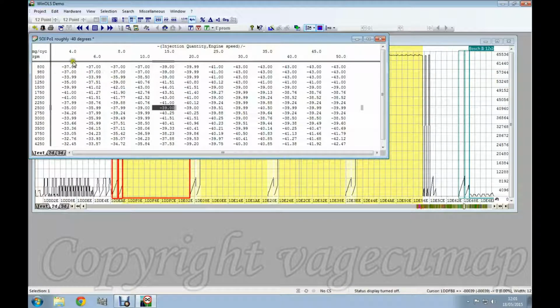You can see, I mean, that's minus 37, minus 35, minus 33, minus 32, and then travelling out to minus 43, minus 43. They're very often all in the region of minus 40 degrees. So in other words, they are occurring 40 degrees after top dead centre. By then, the piston is on its way down the cylinder bore. So this injection possibly could ignite, but probably won't.